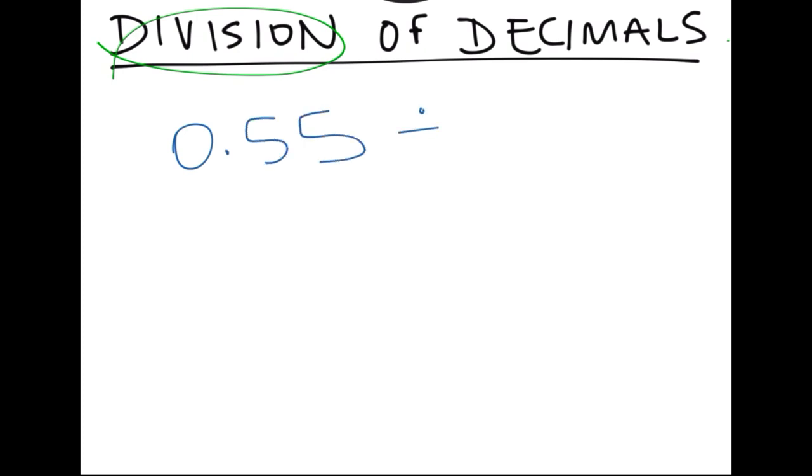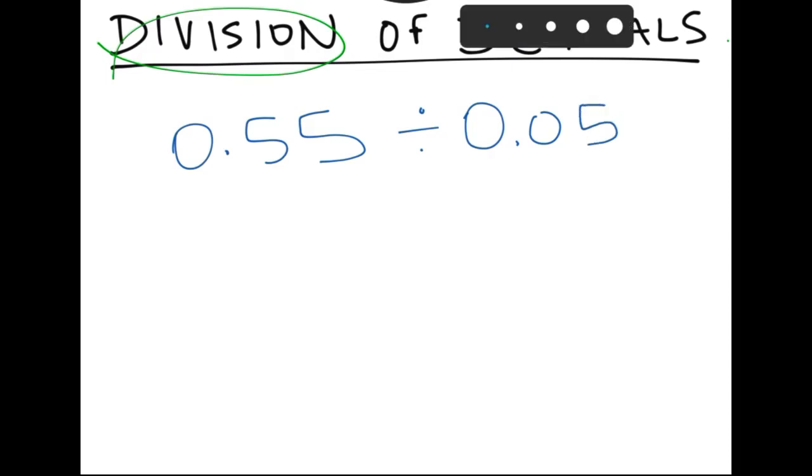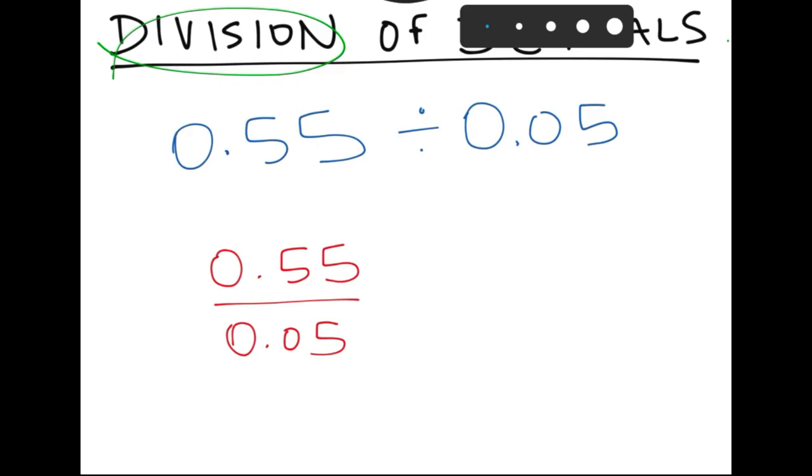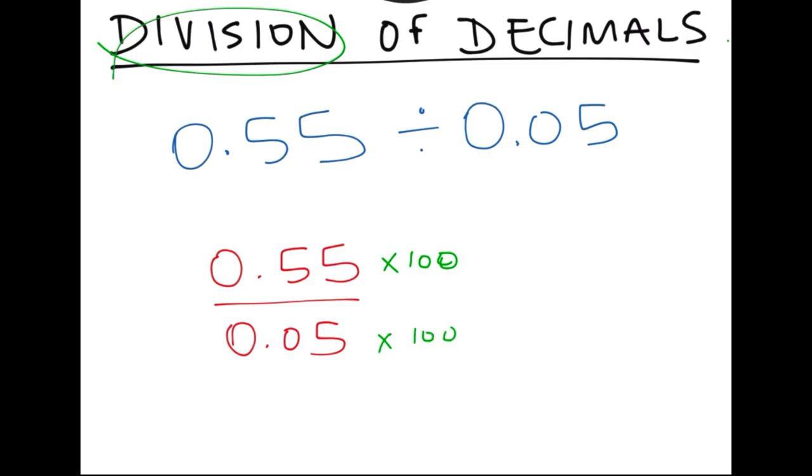0.55 divided by 0.05. How would you do that? Let's write this in the form of a fraction. See what happens. 0.55 goes on the top, 0.05 goes on the bottom. I will remove the decimals. How do I remove the decimals? If I multiply by 100 on the top and I multiply by 100 on the bottom, I'm going to end up with 55 over 5.